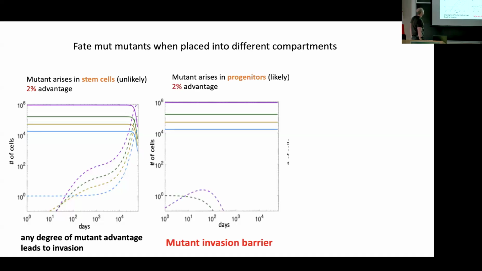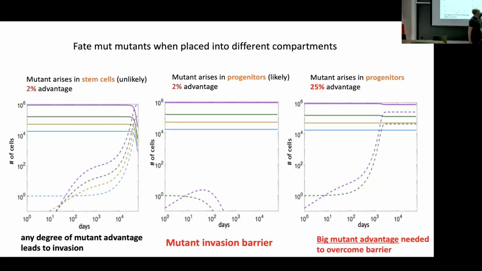Now you place, again, a mutant. We assume the same 2% advantage. We put them into the short-term stem cells. And we see that, actually in the progenitors here, in the MPPs, it doesn't matter. What we see here is that these mutants go extinct. They don't grow. So this advantage that allowed growth in the long-term stem cell does not allow growth in the progenitors.